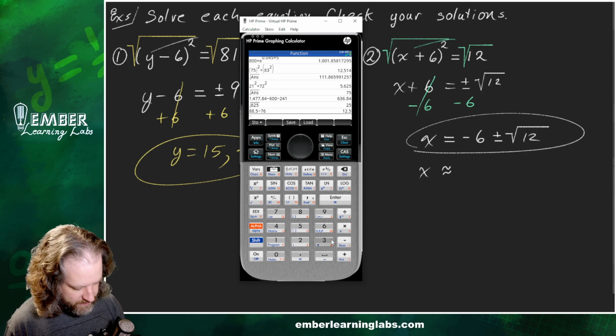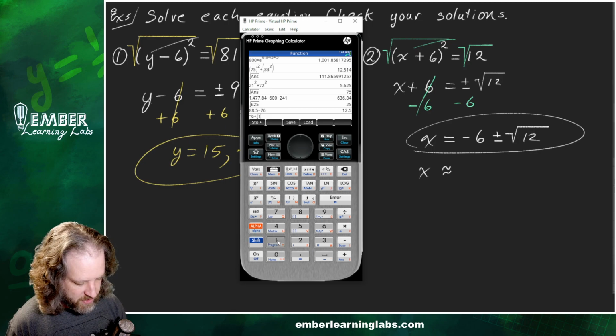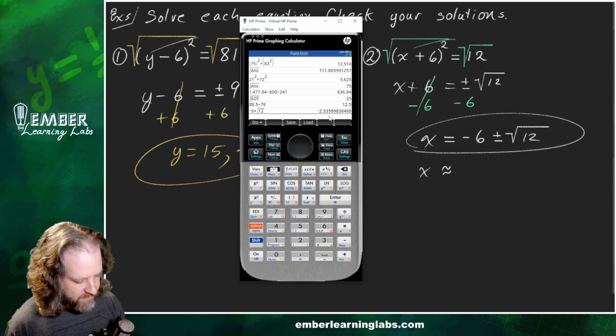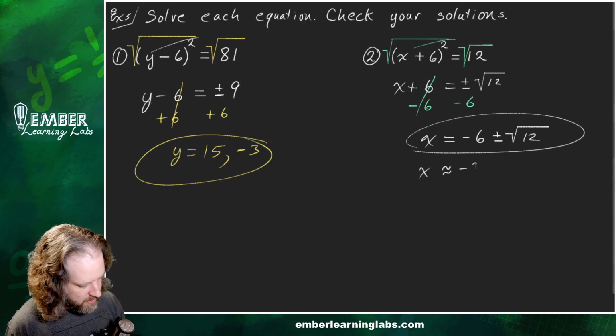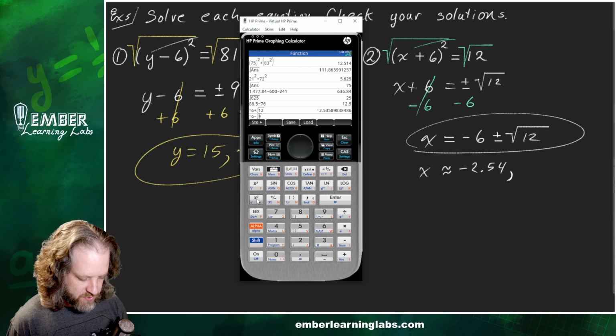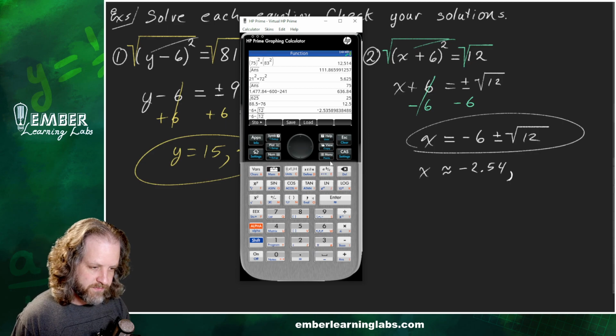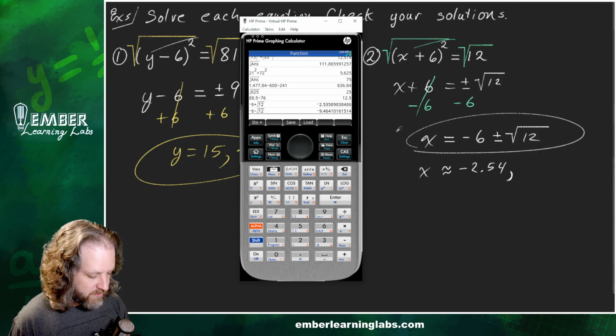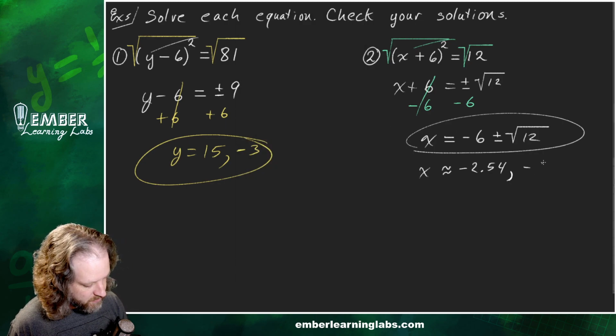So negative 6 plus the square root of 12 equals negative 2.54. And negative 6 minus the square root of 12 equals negative 9.46.